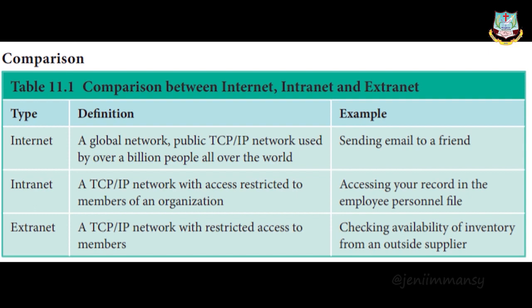Extranet means a TCP/IP network with restricted access to members. An example is checking the availability of inventory from an outside supplier. When you are going to buy something, the shopkeeper or the person who is selling it will give you the ID or the login details to see what products they have. That means when you are a buyer, you can access the details of the things in that shop. So this one is extranet.